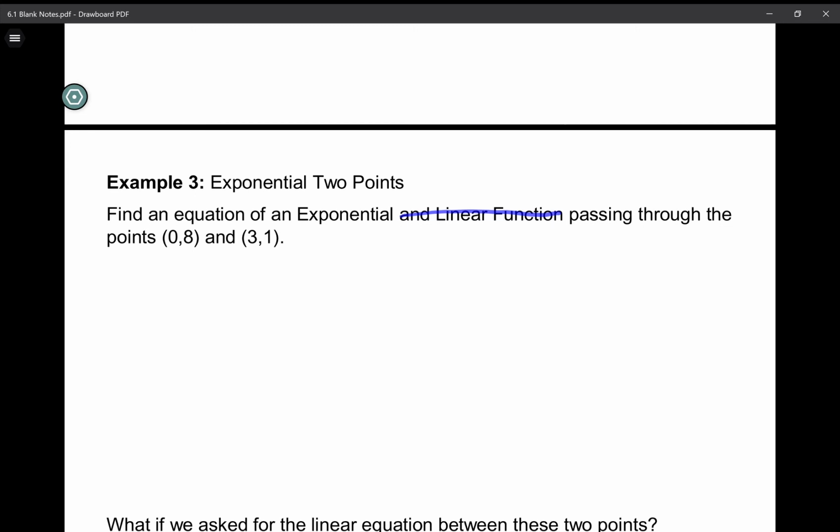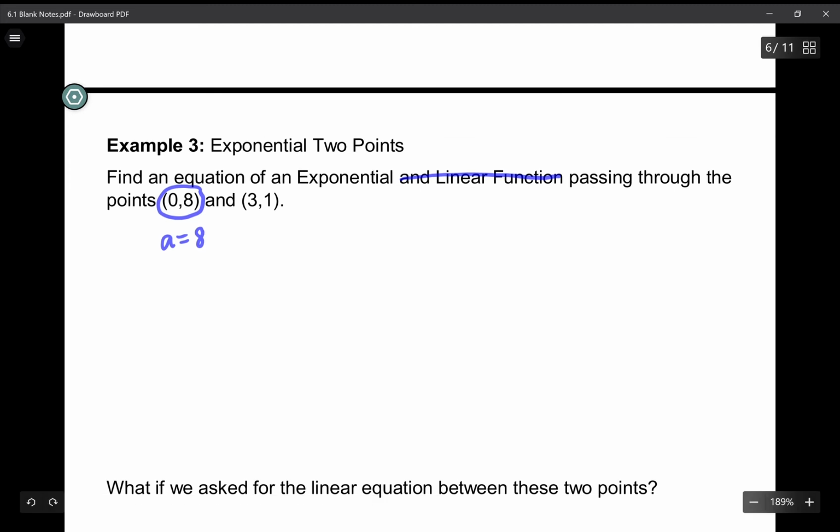If you're just given 2 points and just told to find any equation, you could find a linear equation, you could find an exponential, you could find a quadratic, heck. But make sure that in this example, we're being told that we're looking for an exponential. So what we're doing here is, right off the bat, we know this value, right? We know that a is equal to 8 because we're given the y-intercept value. And in these, you always will be given the y-intercept value until we start studying logarithms. So for now, you will always be given the y-intercept value.